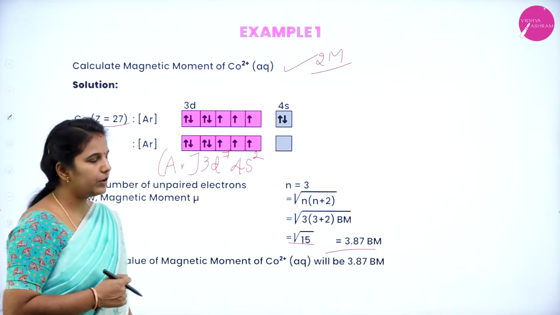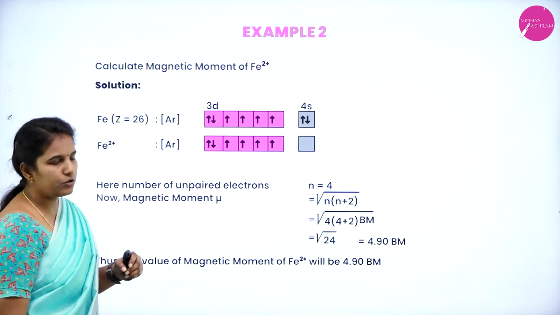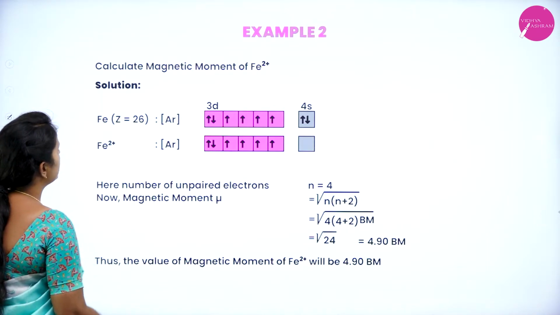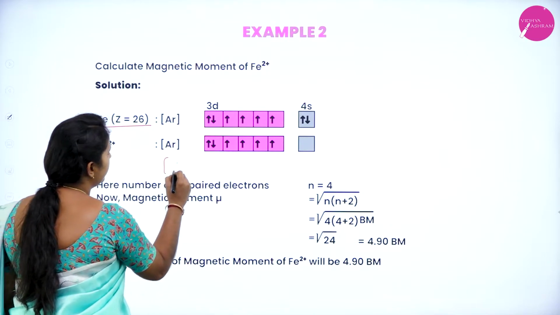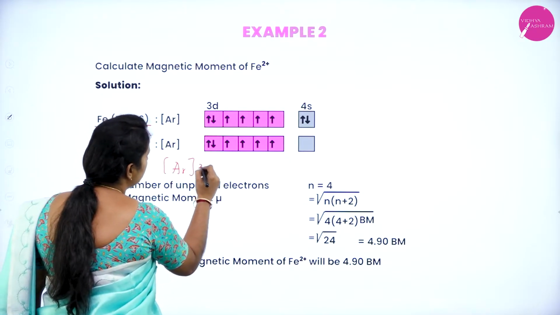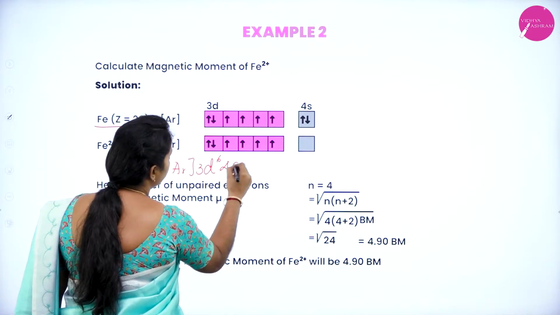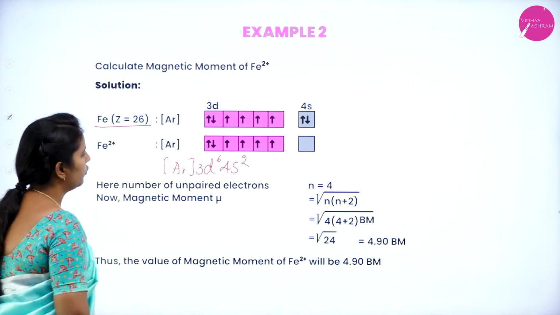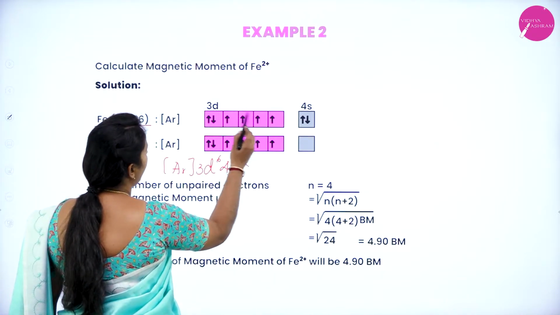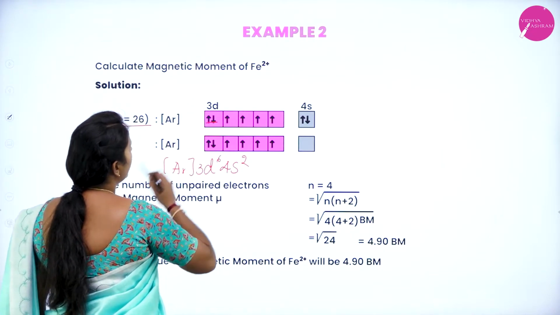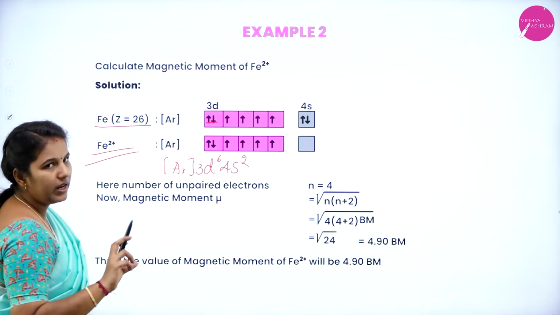So, it is very simple to calculate. We will see one more example by taking Fe2+. In this case, it consists of 26 electrons and the electronic configuration will be argon 3d6 4s2. If you split this d orbital, it consists of 6 electrons. I am talking about the Fe2+ state.